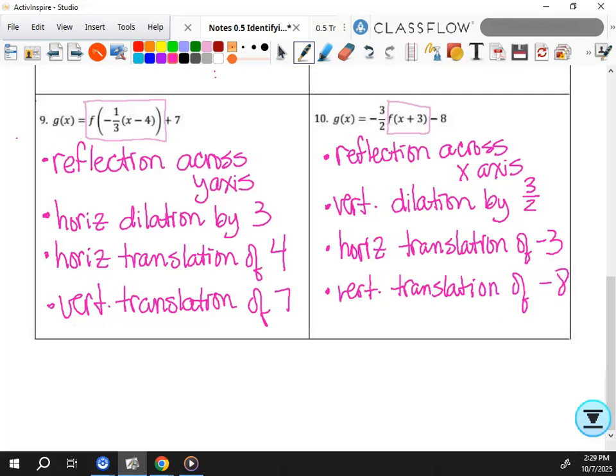Okay. Questions? Yes. Dilation is when you multiply. Translation is when you add and subtract. Absolutely. We good? Any questions? All righty.